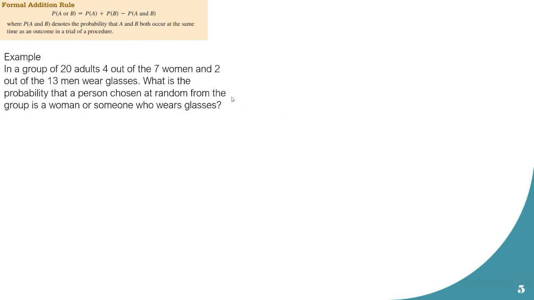In this example, we're told that in a group of 20 adults, 4 of the 7 women and 2 of the 13 men wear glasses. What is the probability that a person chosen at random from the group is a woman or someone who wears glasses?